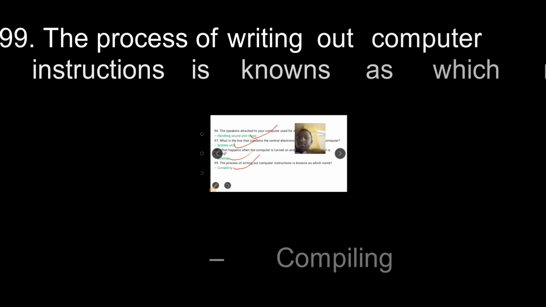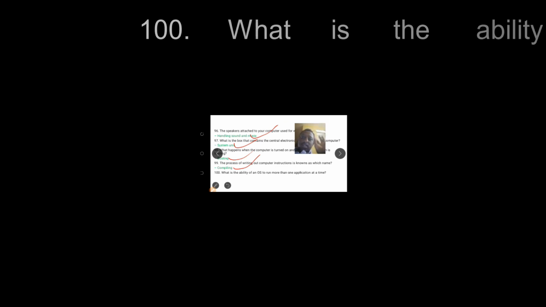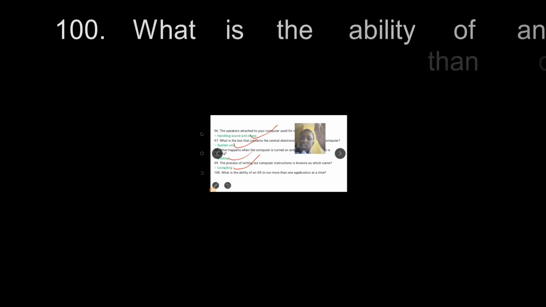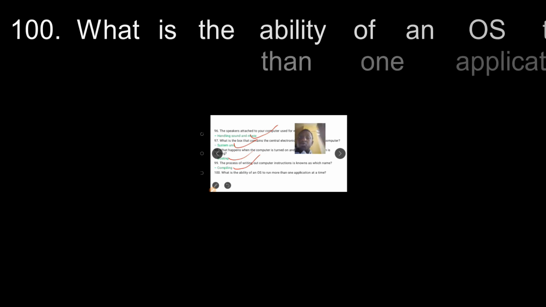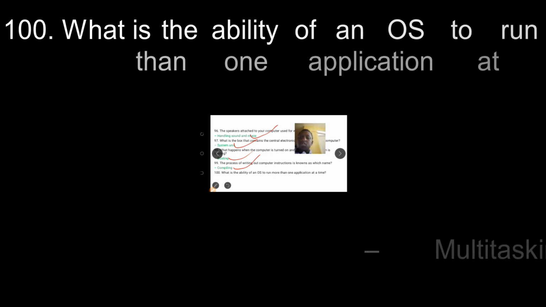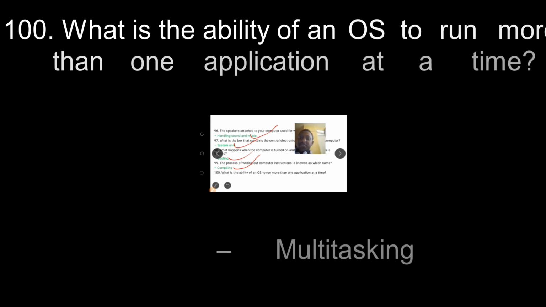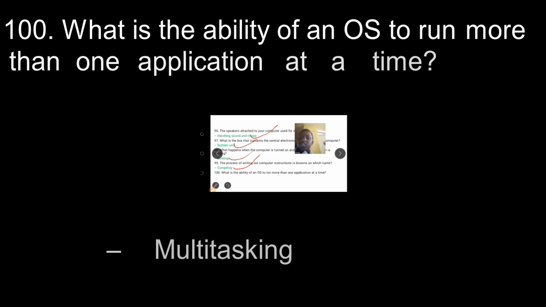The process of translating our computer instructions is known by which name? It is compiling. What is the ability of an operating system to run more than one application at a time? At one time, the computer executes or runs more than one task, process, or application. This principle of the computer is called multitasking.